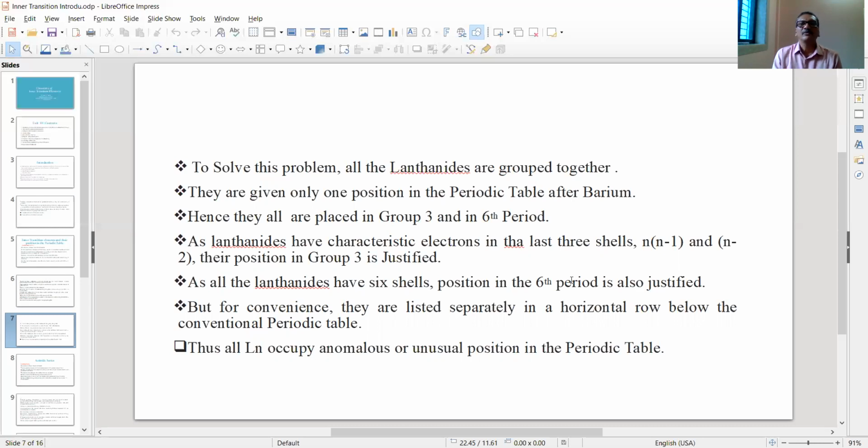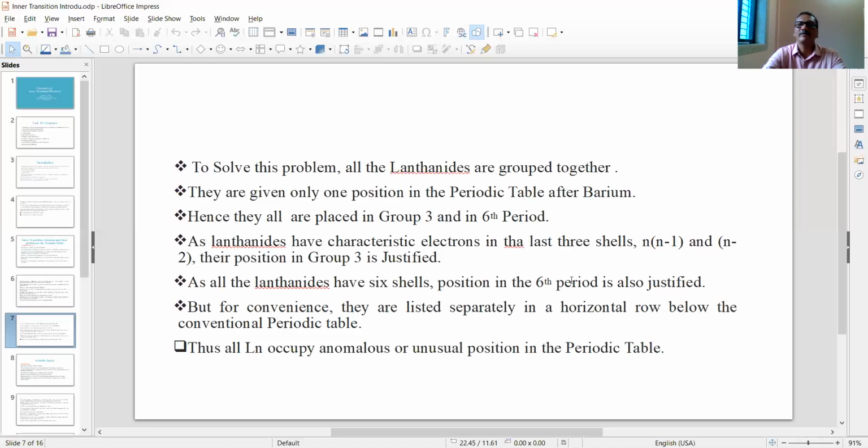Now in lanthanides, you have 6 cells: 1F, 2F, 3F, 4F, 5F, 6F. So all the lanthanides have the 6 cells, and that's how the position in the 6th period is also justified. But for our convenience, they are listed separately in a horizontal row below the conventional periodic table. Thus, all the lanthanides occupy an anomalous, unusual position in the periodic table.